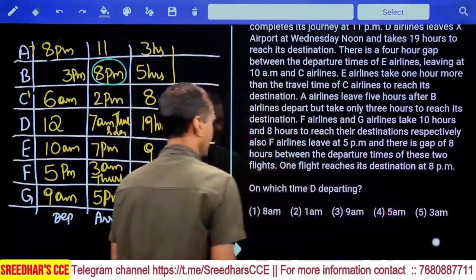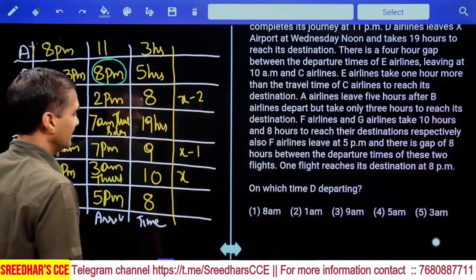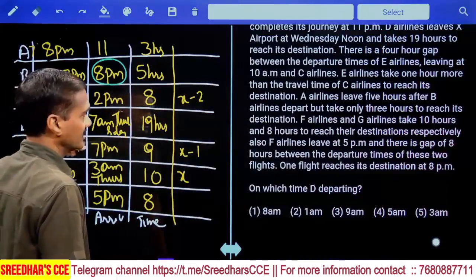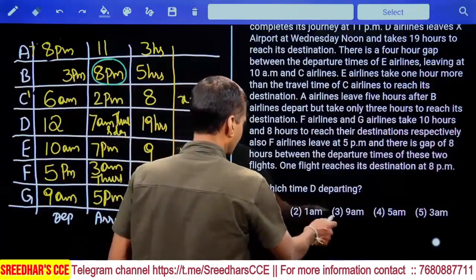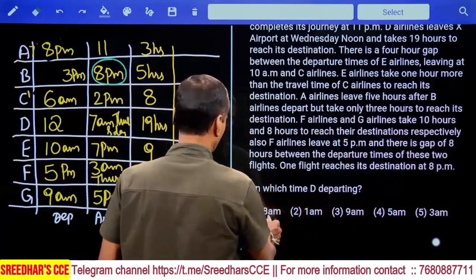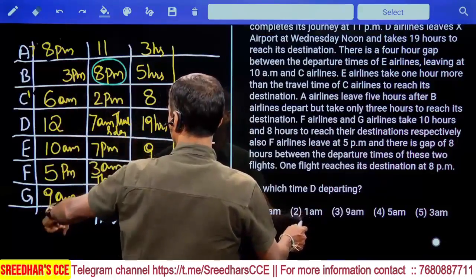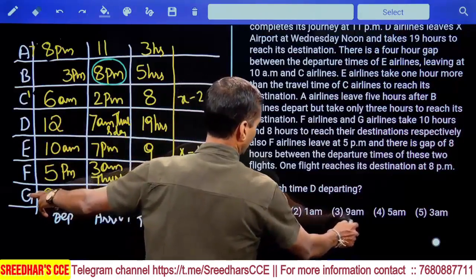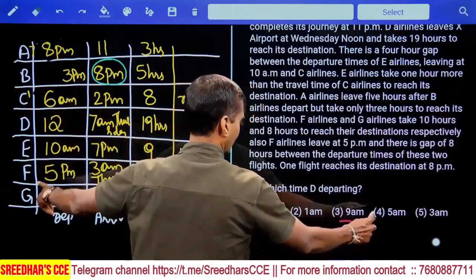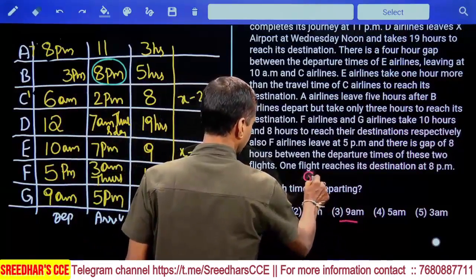Then coming to 18, on which time D departing? As D is departing at what time? It is departing at 12 noon, isn't it? Now ఇక్కడ departing times చూడండి, 12 noon ఎక్కడ లేదు. 8 a.m. departing ఎక్కడైనా ఉందా? లేదు. 1 a.m. departing లేదు, and 9 a.m. departing G, and 5 a.m. departing ekkada ledu, 3 a.m. departing kuda ledu. Hence the question is not D, it is G.